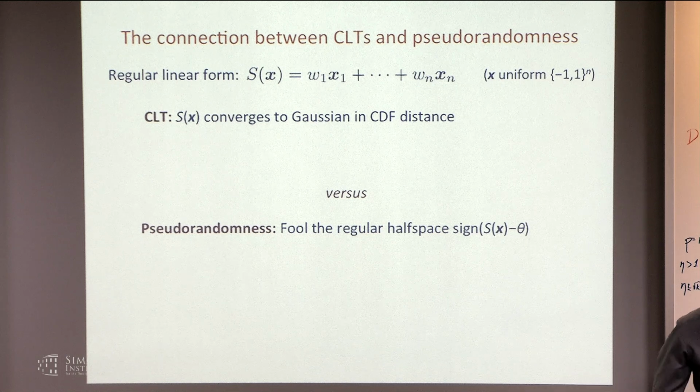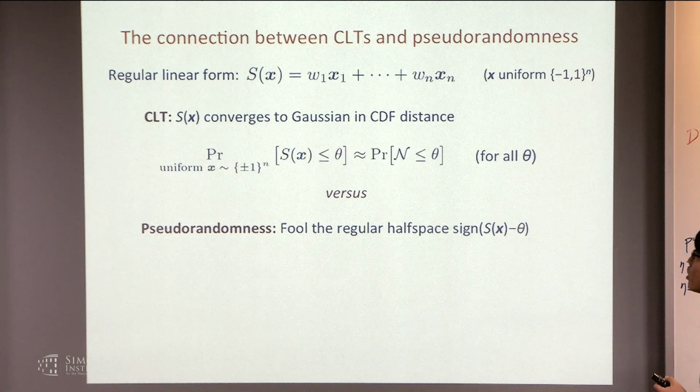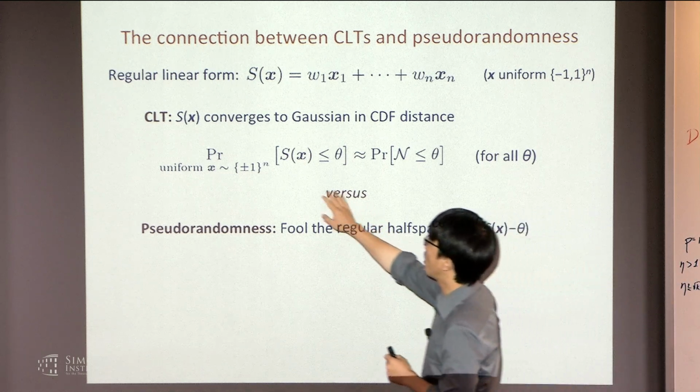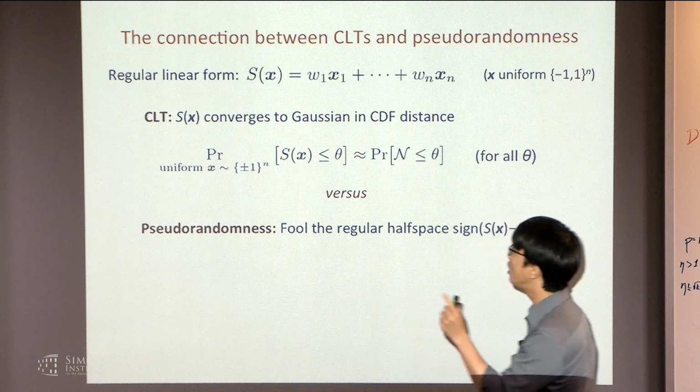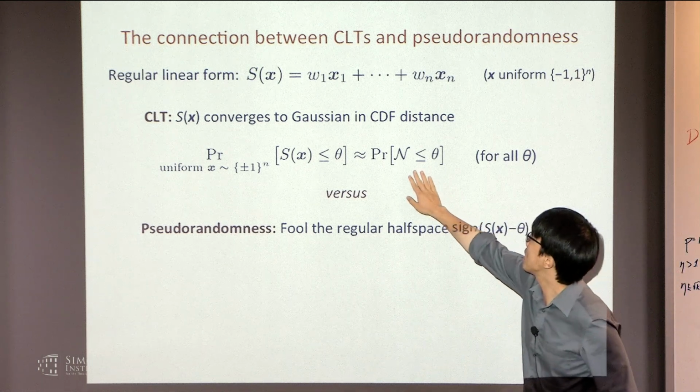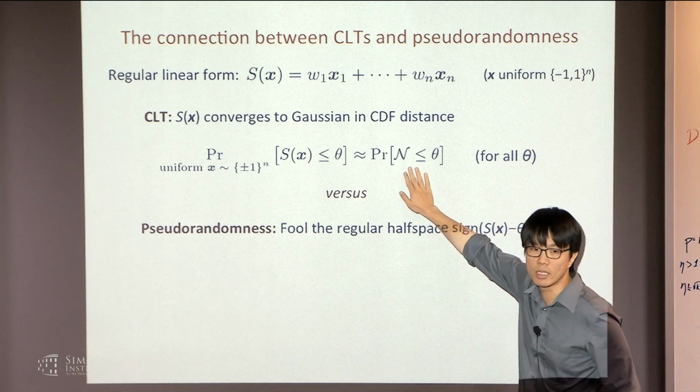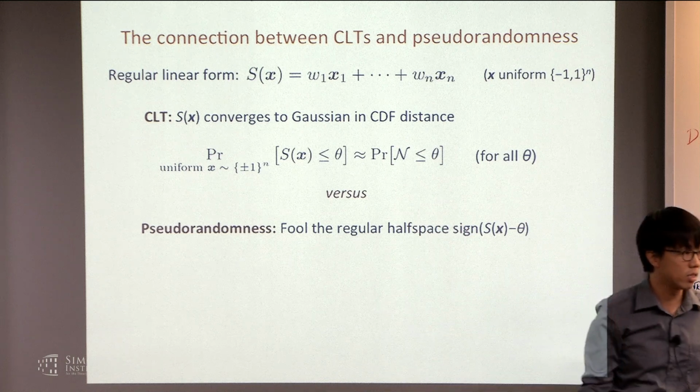Okay, so I've told you about central limit theorems, but what does that have to do with the problem we are interested in, which is fooling linear forms, fooling sign of linear forms? Well, suppose you're given an epsilon regular, just a fully regular linear form, S of x. The CLT says that you converge to a Gaussian in CDF distance, meaning for S of x, where x is uniform, the probability is roughly the same as the mass a Gaussian places under theta. That's what a CLT says.